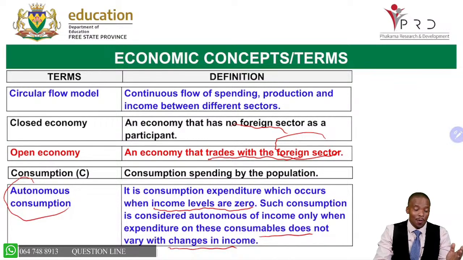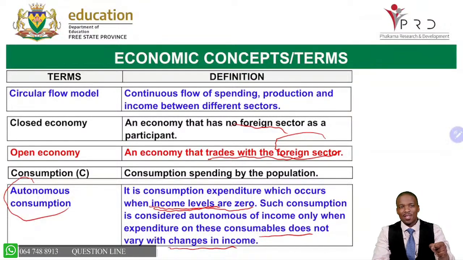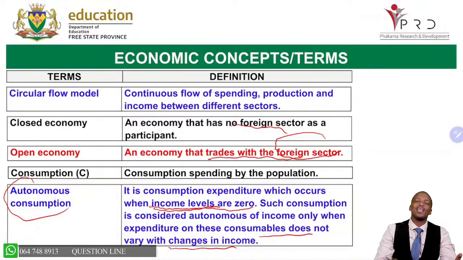The opposite of autonomous consumption is what we call induced consumption. That one depends on the level of income. This one, we said expenditure or consumption will take place even when the level of income is zero. That is called what? Autonomous consumption. And the opposite of autonomous consumption will be induced consumption. This one is dependent on income. It will take place as income increases or as you receive a certain income. Okay.